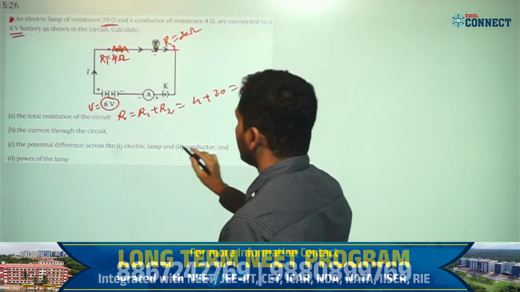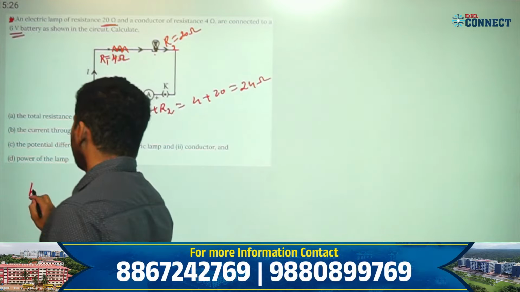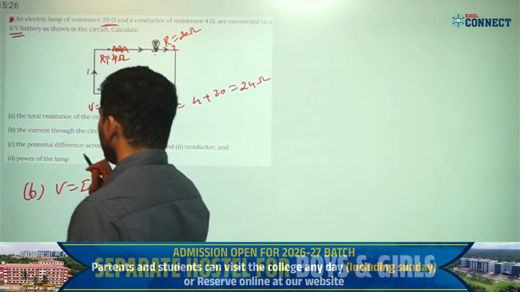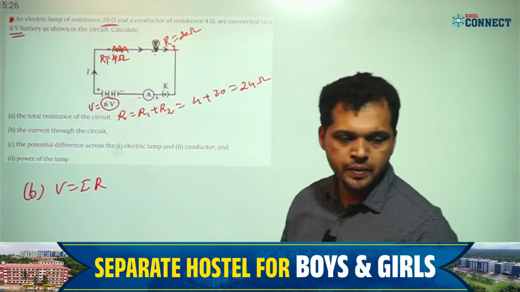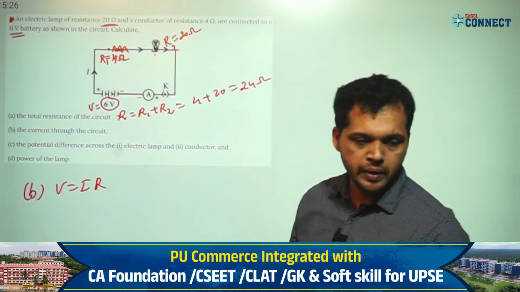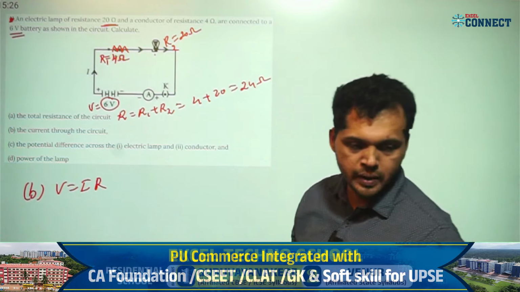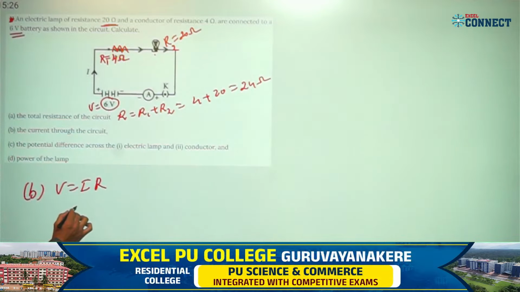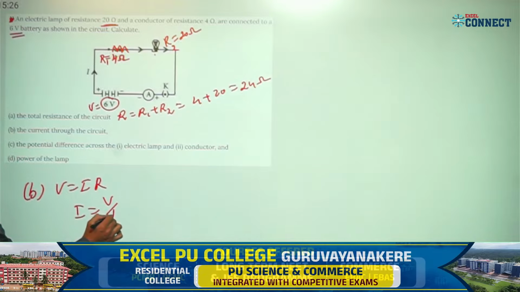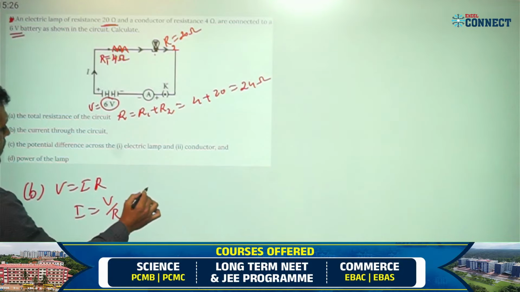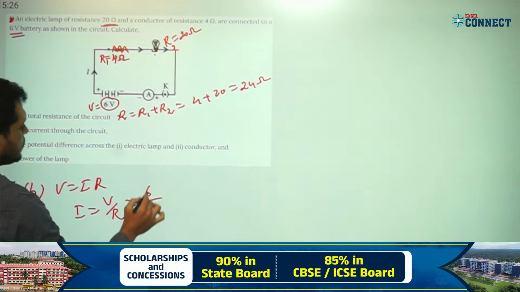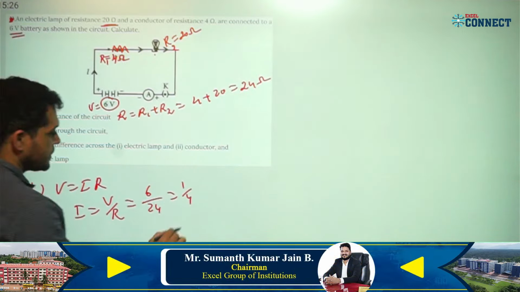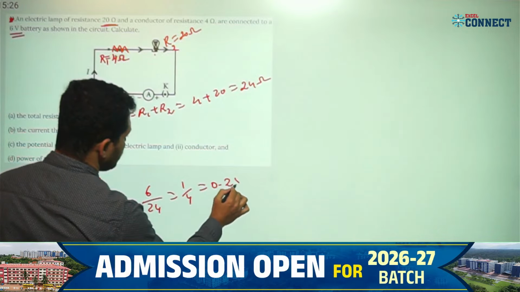Using V equal to IR, Ohm's law, I'll write the answer here. Someone gave 0.25, someone got 2.5. It was calculated in the reverse way. I is equal to V by R. V is 6, R equivalent is 24. That is 1 by 4, which is 0.25 ampere.